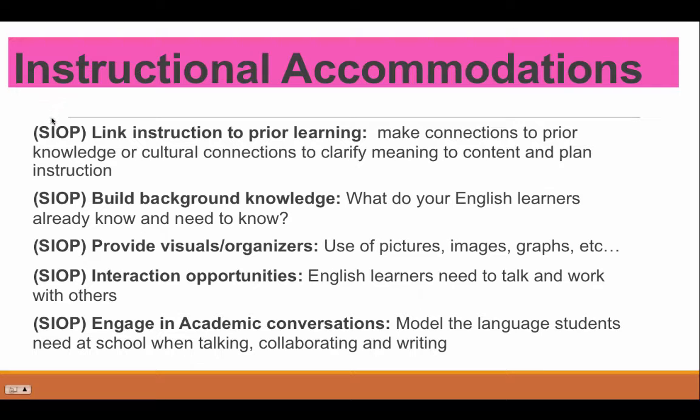The next SIOP accommodation is to link instruction to prior learning. For English learners, it's critical that we make connections to their prior knowledge or their cultural connections in order for us to clarify meaning to content and to plan instruction. It's important to consider, when information is going in for English language learners, can they make connections to things that they know already or to cultural connections that they already understand? If they do not know or do not understand connections, can we build background knowledge?